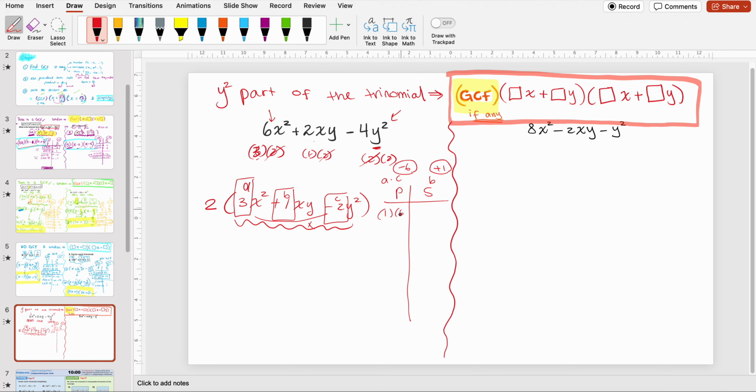1 times 6, negative 6, meaning one of them should be negative. Negative 2 times 3. Or the other one should be negative. 1 times negative 6, or 2 times negative 3. Combine them. This is going to be 5, 1, negative 5, negative 1. I want it to be positive 1, so this is the one I'm looking for. My first factor is negative 2, my second factor is 3.